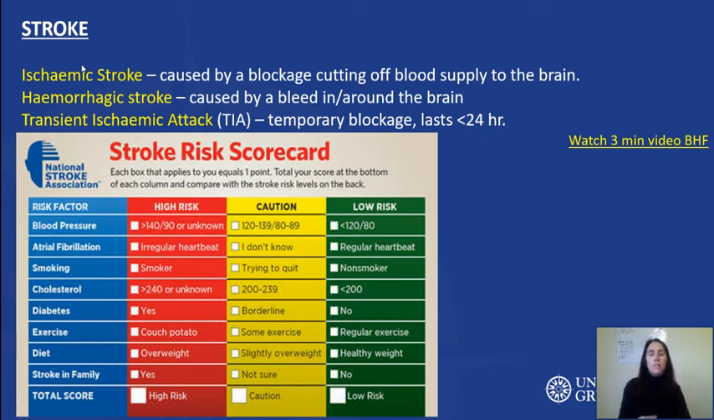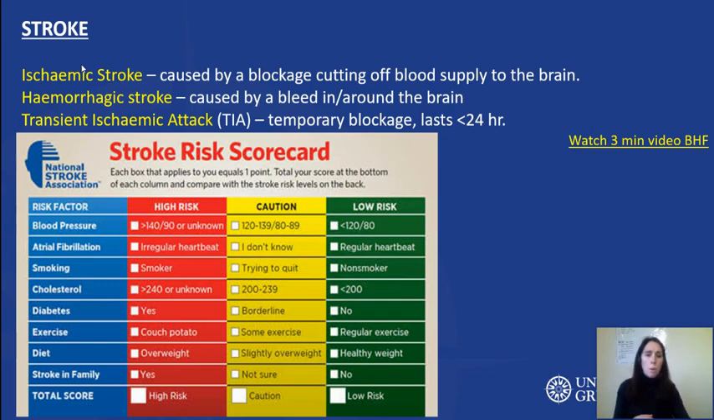So this is a nice little guide here by the National Stroke Association, and it's showing you the risk factors. So if you have a patient who ticks lots of these boxes, they might be in line for a stroke. So it's good when you're taking history to be asking about these kind of things.